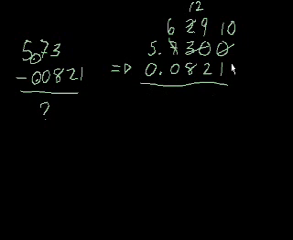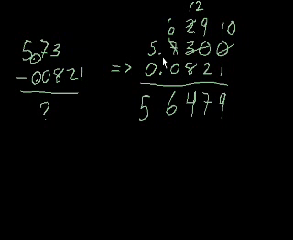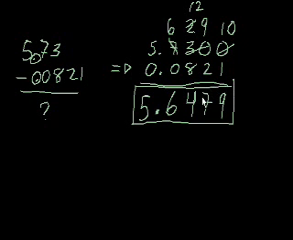And this is the easy part. 10 minus 1 is 9. 9 minus 2 is 7. 12 minus 8 is 4. 6 minus 0 is 6. 5 minus 0 is 5. And we just bring down the decimal point. So there's our answer. 5.73 minus 0.0821 is equal to 5.6479. There you go. I probably confused you, so let's do some more problems.